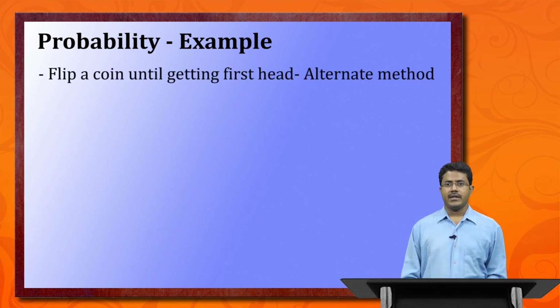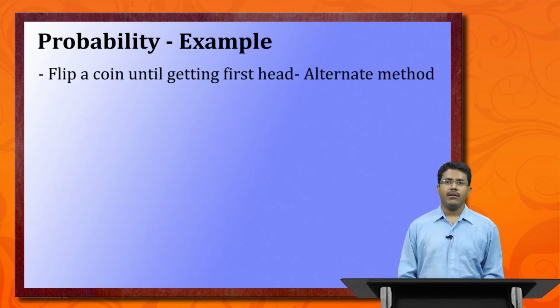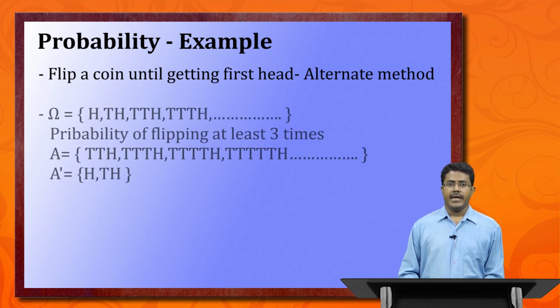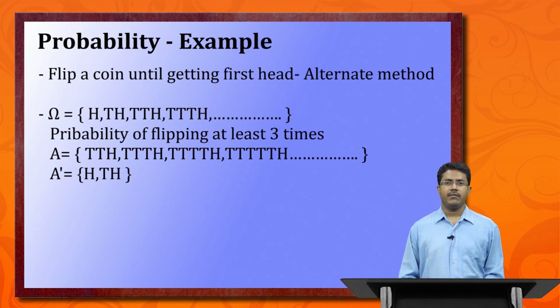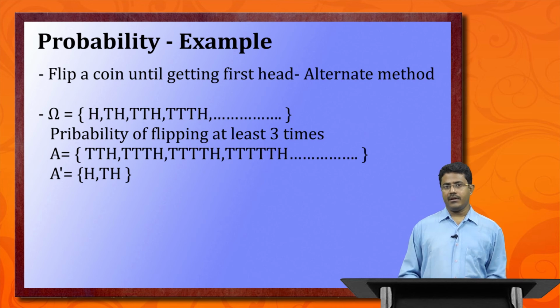Flip a coin until getting the first head. We can calculate the same example in a different and much easier way. The sample space is H, TH, TTH, and so on. We want the probability of flipping at least 3 times: TTH, TTTH, and so on. So what is the complement, not occurring? The first is H and the second is TH, so before the third flip we get the head.